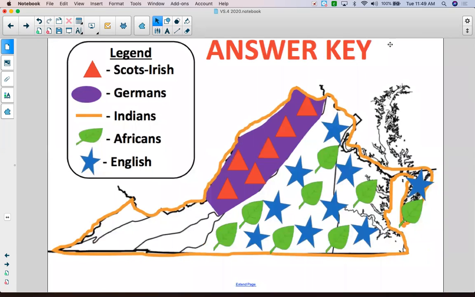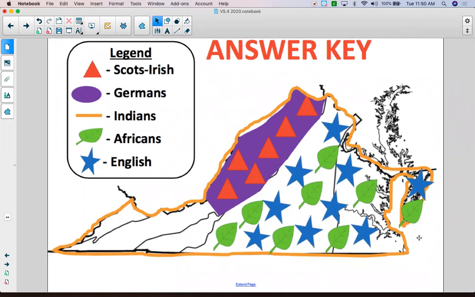All right, boys and girls, I want you to pay close attention to this map. We're going to talk about it here, but then we will create an anchor chart that you will post on the Class Kick page in another video. So if you look here, this is your legend or your map key. If you look at the red triangles, that is where your Scots-Irish settled.